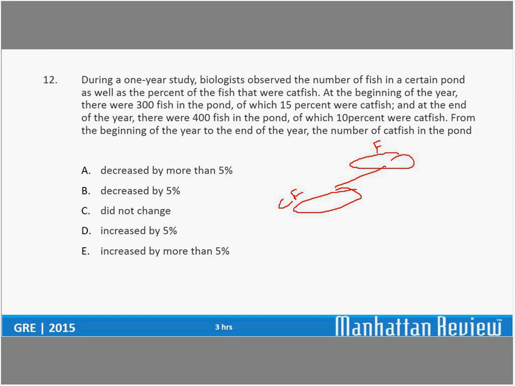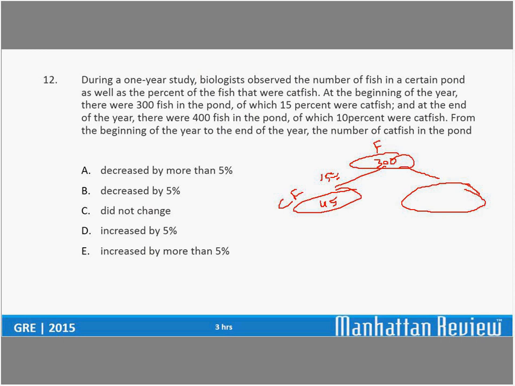At the beginning of the year, there are 300 fish in the pond, of which 15% were catfish. So 15% of 300 has to be 45. The remainder are some other varieties. It could be so many other varieties.